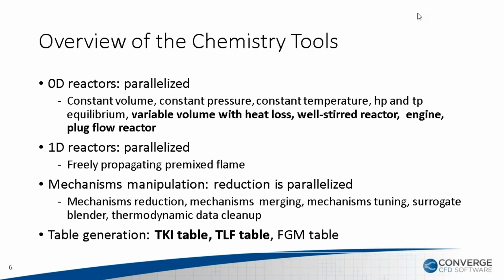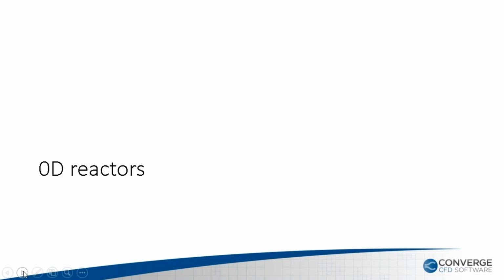And we also have a table generation tool that uses 0D and 1D reactors to generate tables. We have the TKI table, TLF table, and FGM table. The TKI table is the ignition table, and TLF is the laminar flame speed table. And the FGM table is the table for the FGM model. So we'll go over the 0D reactor first.